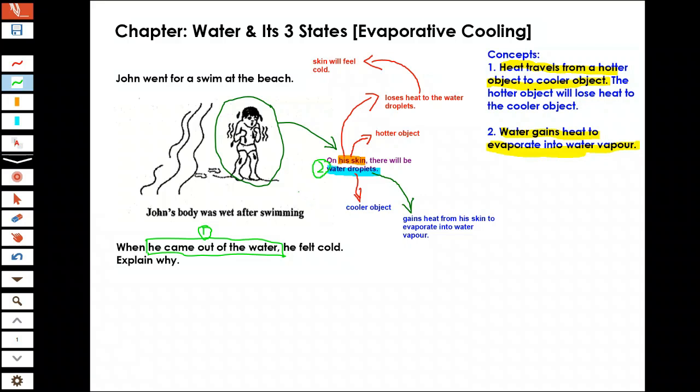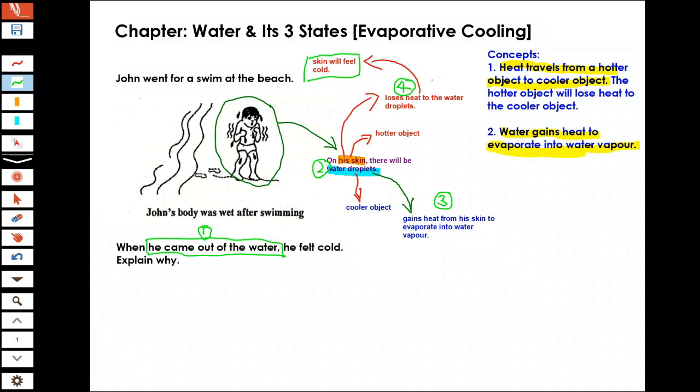When there are water droplets on his skin, event number 3 will happen. So event number 3 will be here. The water droplets gain heat from his skin to evaporate into water vapor. And once event number 3 happens, we have another effect, which is event number 4. Let me write this. So this is event 4. The skin loses heat to the water, and then it will result in the final outcome, this one.